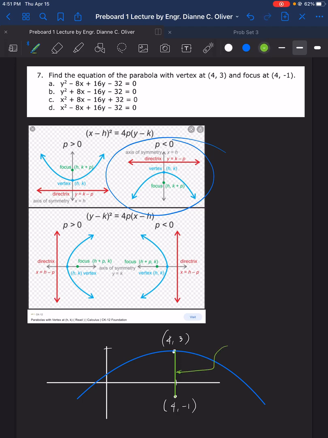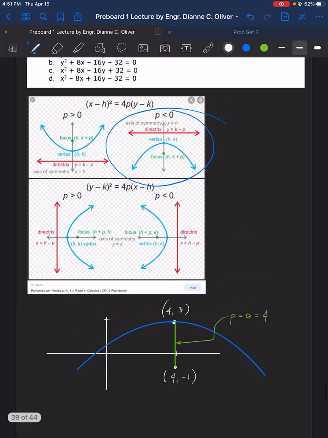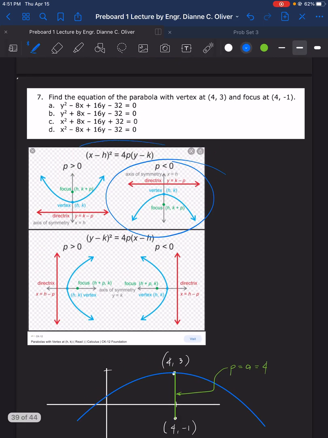The distance in this figure is p. In some books it is also a, and that is equal to, what's this distance? What is the distance of 3 to -1? That is 4. So that's the distance, 4. Okay, so using this formula here, but with -4.